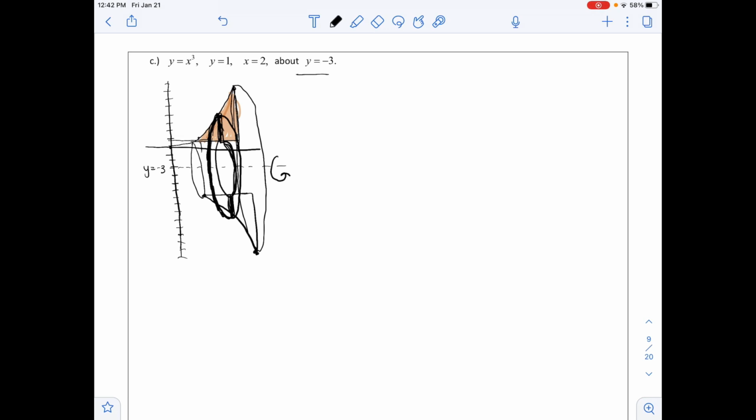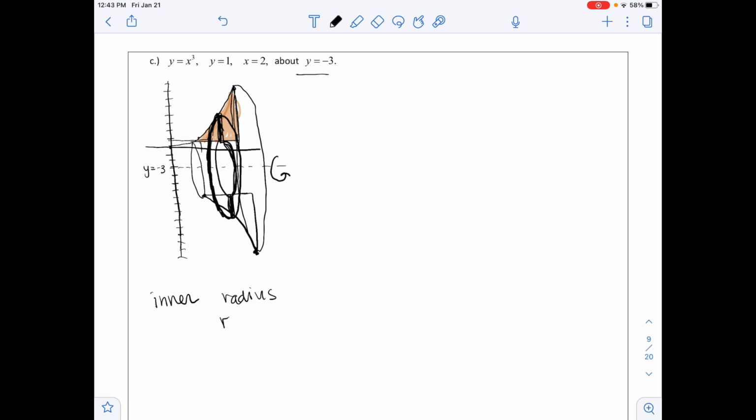So there's my washer. And so now we need to discuss the inner and the outer radius, since it's a little bit more challenging as you rotate around something that's not the x-axis, because with the x-axis, the equation that you're rotating around is y is equal to 0. And so with this, we have our inner radius and an outer radius.